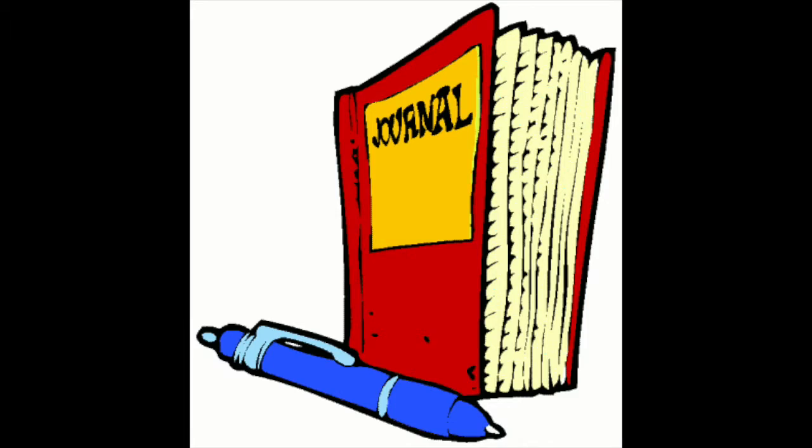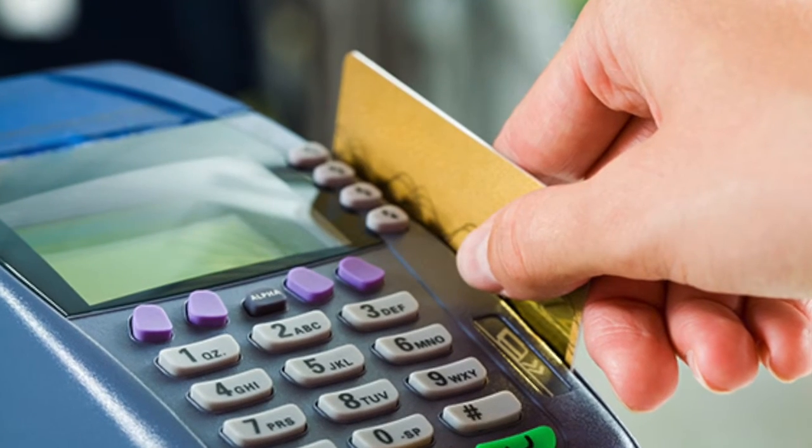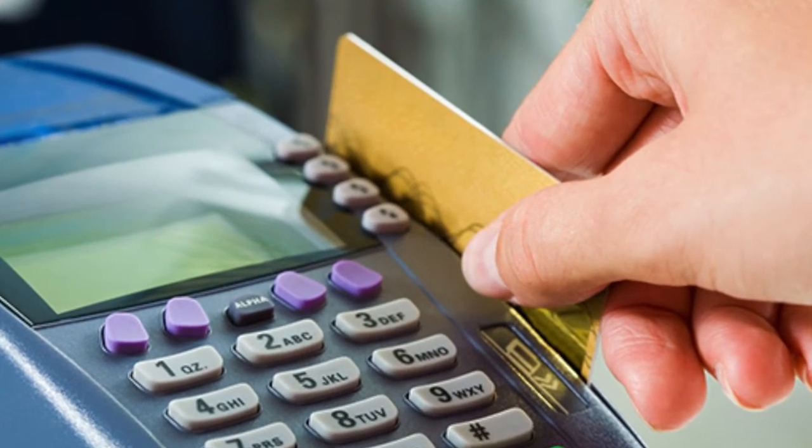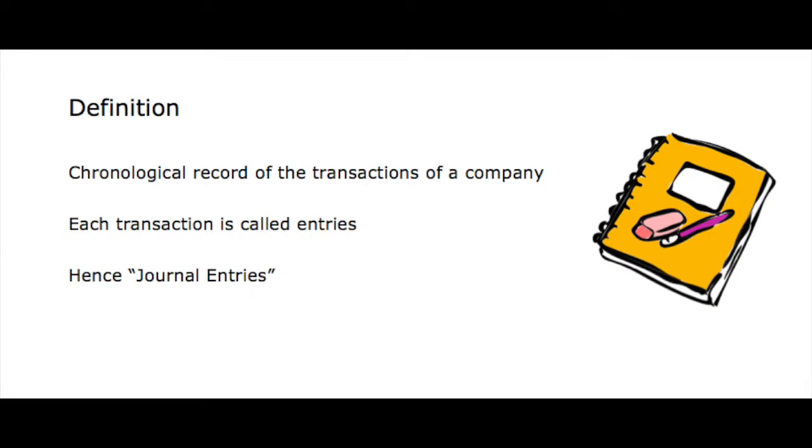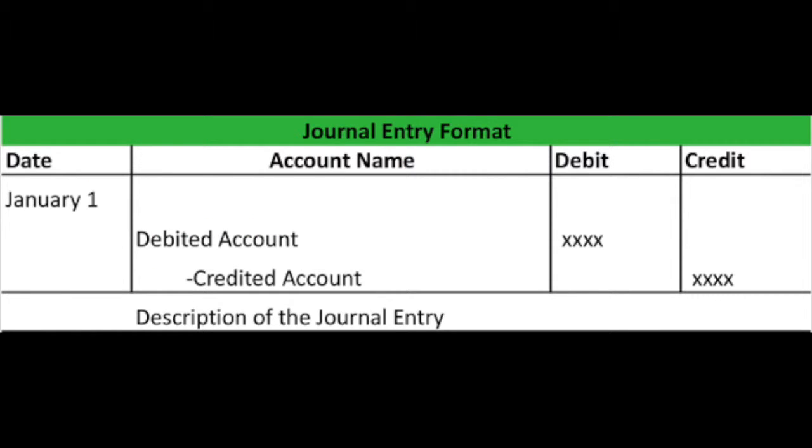A journal is a chronological record of the transactions of a company. Entries recorded in this journal are of course called journal entries. Businesses can have various types of journals, but since the mechanics are all the same, we will focus on the most basic of journals, the general journal.